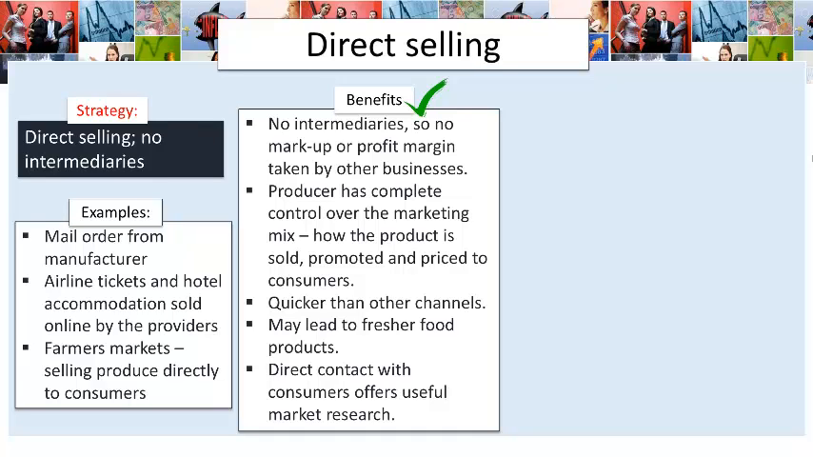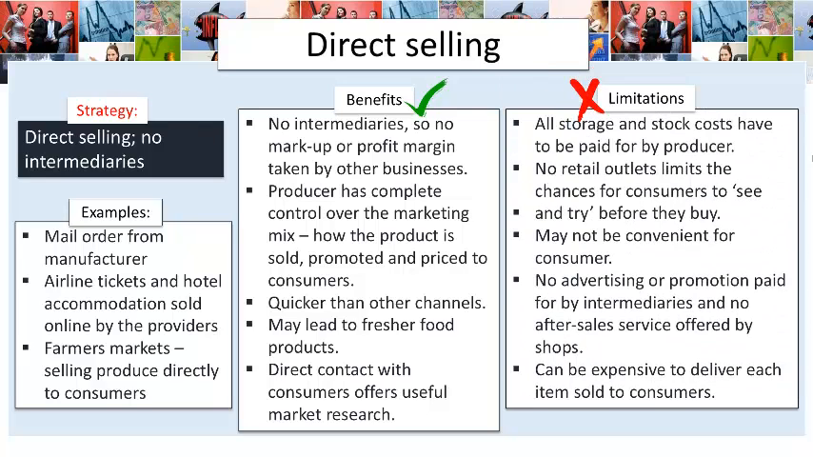Benefits. There are no intermediaries, so there's going to be no markup or profit margin taken by other businesses. The producer's got complete control over the marketing mix. That's how the product is sold, promoted and priced to consumers. It's faster than other channels. If you're in the fresh food business, it can lead to fresher food products. And you get direct contact with your consumers, which gives you a useful insight into the consumer. So it's great for on-the-spot market research.